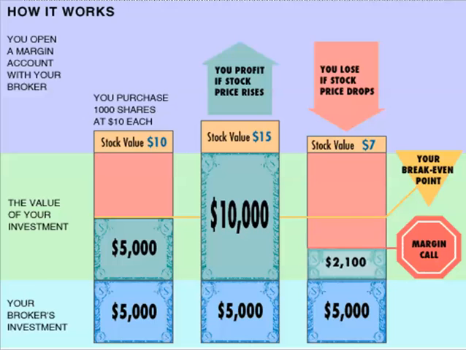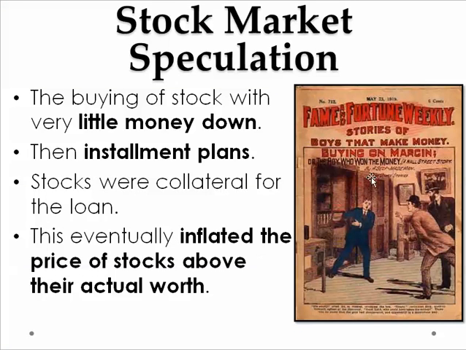What does this mean, the stock market speculation? Here are the stories of the boys that make money buying on margin. Here's a little circular, a book or magazine type of thing, that went out in Fame and Fortune Weekly. It was really telling people they should go out and buy on margin. So they're buying a stock with a little money down, and then installment plans. If you bought a freezer from some store, you'd pay only a portion down, but every month you'd pay a little bit of money. Stocks were collateral for the loan. Eventually, buying on margin inflated the price of stocks above their actual worth.